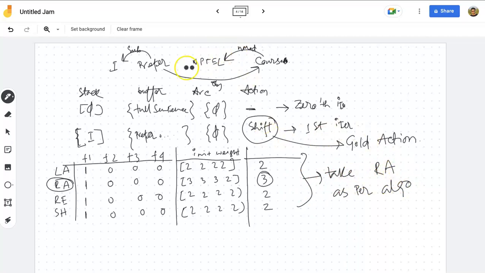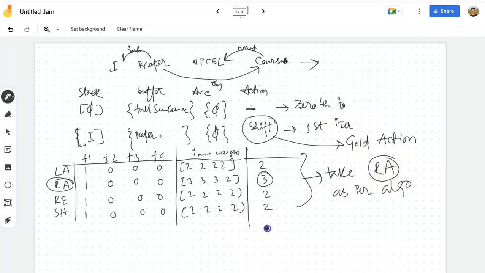But as per the gold dependency parsing, the right action is shift. So that's why I have written it as the gold action. But as per the algorithm, you would take right arc at the first iteration. So this is the thing. You just need to update the weights.